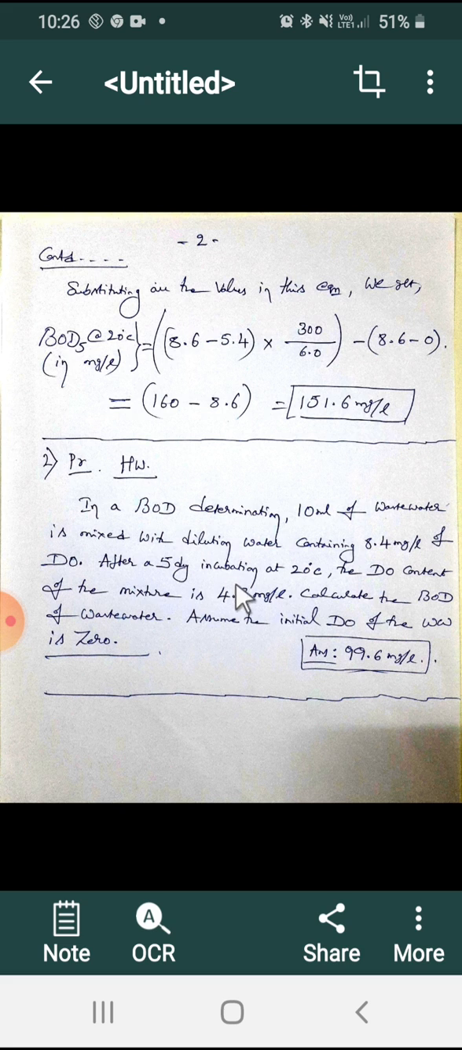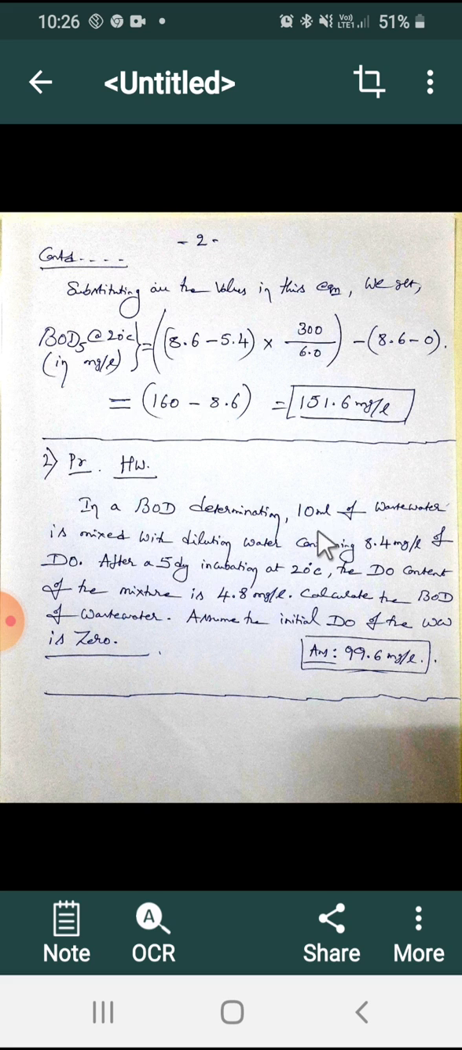One problem I have given as homework for you. Try to solve this problem without contacting your friends. The answer is also given. By calculation, after it is completely over, the value in this problem is 151.6 milligrams per liter. What is the meaning of this? We will study in the next class.